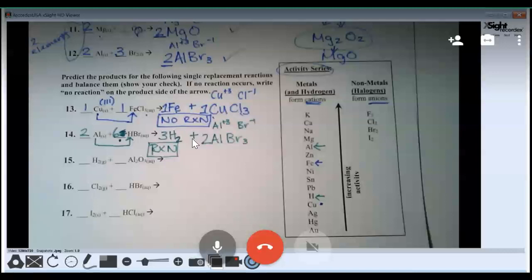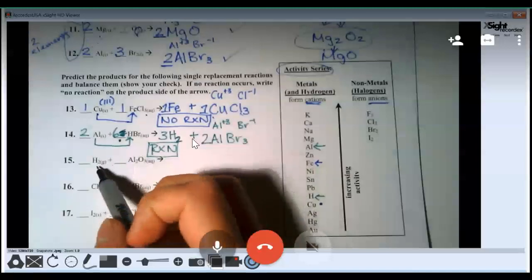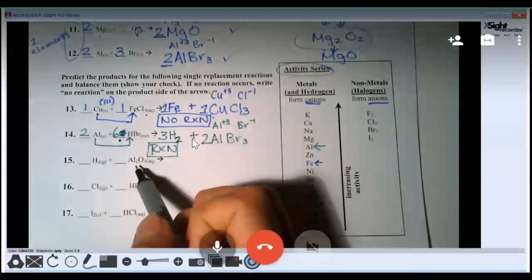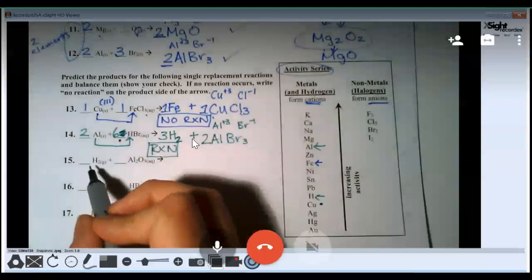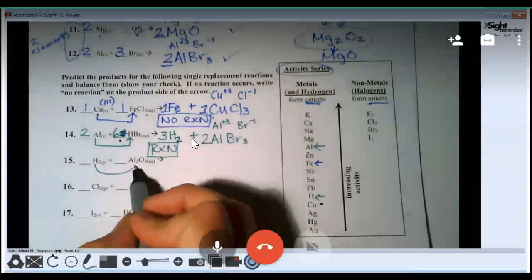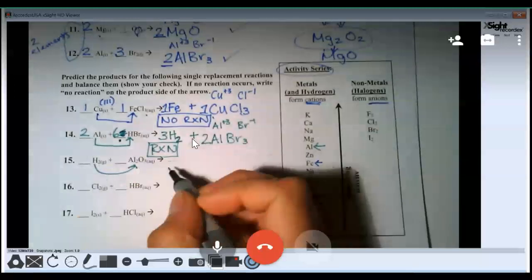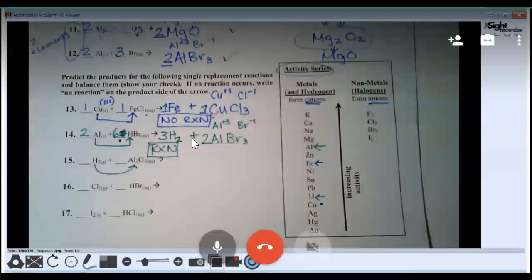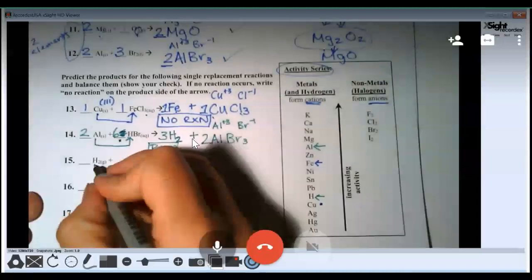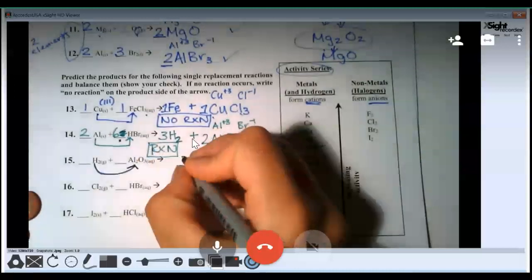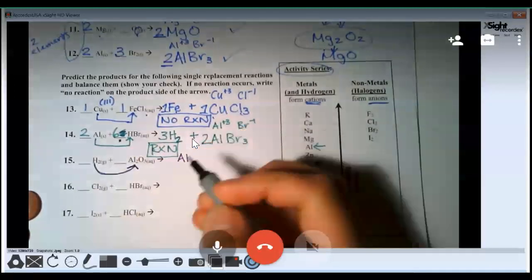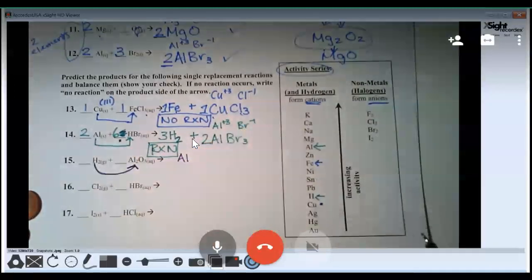Okay, so the next one we have hydrogen reacting with aluminum oxide. Hydrogen's a cation, so it's going to try and kick out the cation, aluminum. And if it succeeds, aluminum's going to be kicked out by itself. I'm going to switch colors again so it's easier to tell the work apart for the different problems, okay? So if it succeeds, aluminum's going to be kicked out by itself. Can aluminum be by itself like this?